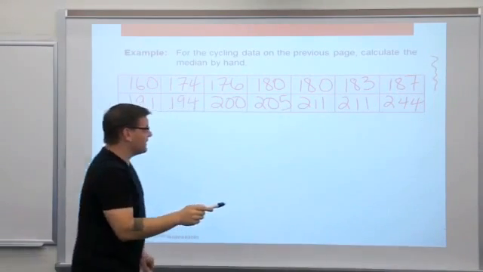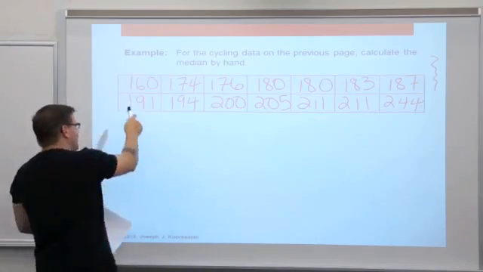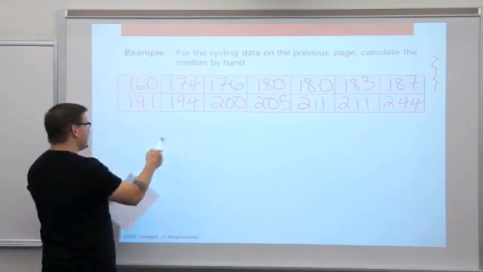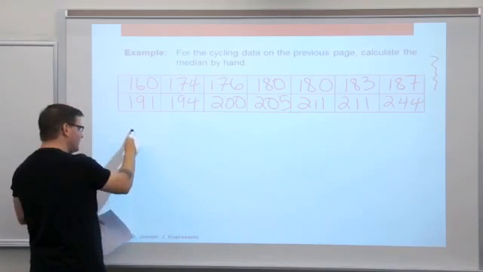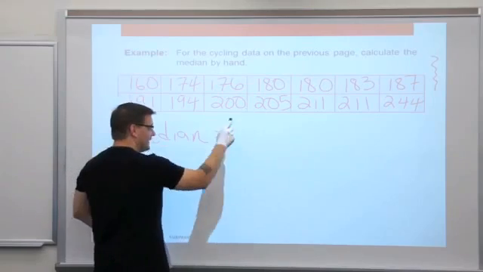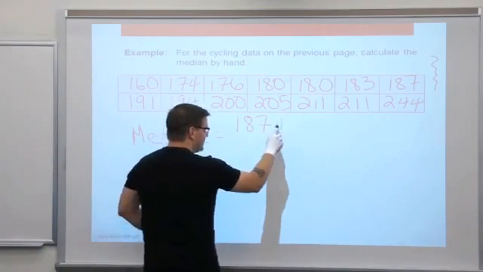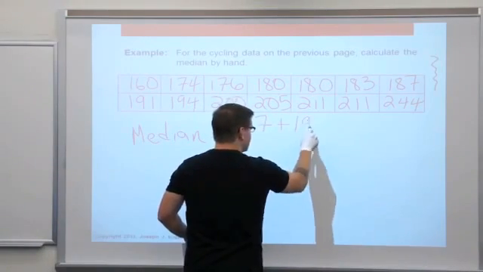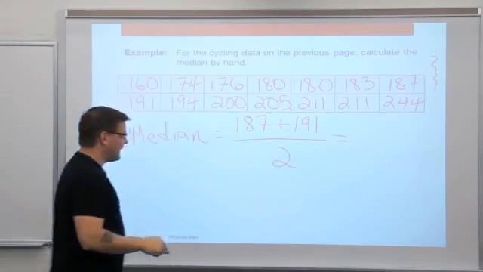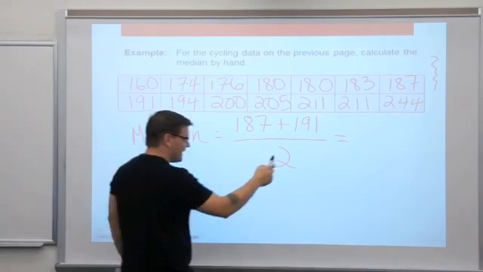About right there at my squiggly line is the middle. Here's the top half of the data. All I do is I average out the 187 and the 191. So calculate the median by hand. Median's easy. 187 plus 191. Pop it over 2, average it out, and about 189.